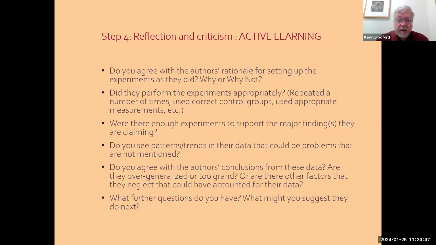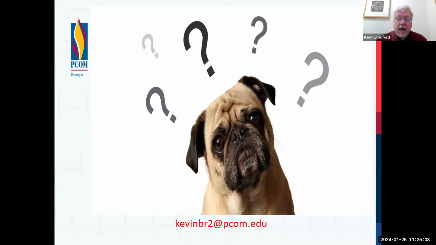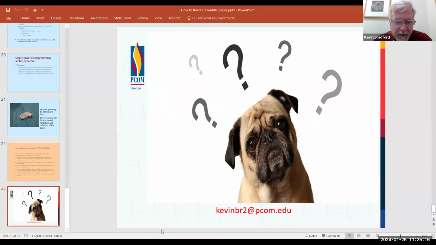So then the last point would be, what further questions do you have? What might you suggest the experimenters do next? And of course, this is for you. What you think they should do next, or what would make this a better experiment or a more convincing experiment. So that is it. It was a very, very quick run through. And now, if you've got any questions, I would be more than happy to address those.